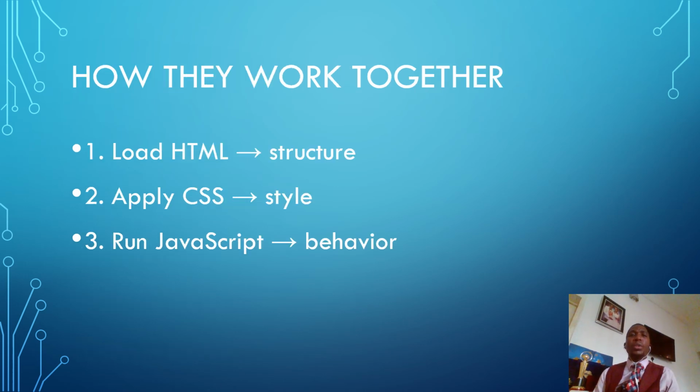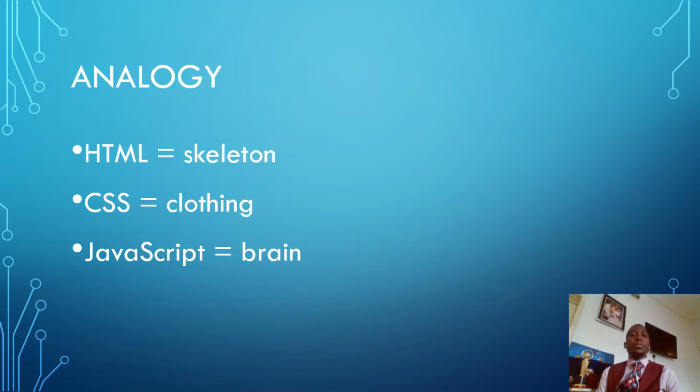So how do they work together? Remember we said the browser loads the HTML, that's the structure. Then you apply CSS to give it style. Then you run the JavaScript to give it attitude, to give it behavior. So remember the analogy we gave earlier that the HTML, HyperText Markup Language, is the skeleton of your web page in your web design. Then the CSS, Cascading Style Sheets, is what clothes it. If you want to use the word clothes, or the word flesh, it's an analogy. Then the JavaScript is the brain.